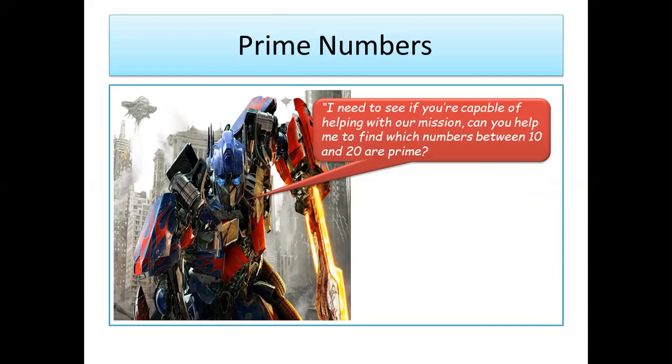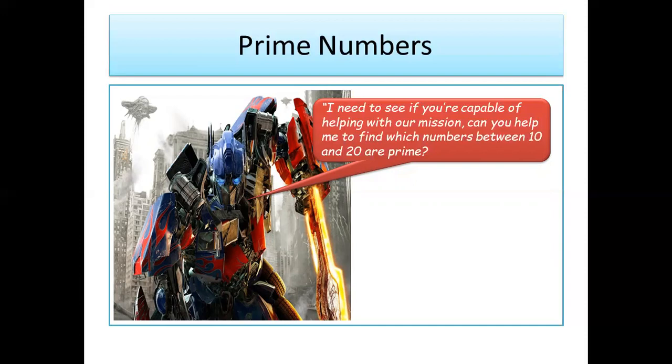Are there any other numbers? If I think of 14, 14 is in table 2 and 7. 15 is in table 5 and 3. 16 is in table 2 and 8 and 4. And 17, what about 17? 17 is an odd number and it's not in any table. So 17 is considered a prime number. After 17, 18 is in table 2 and 9 and 3 and 6.